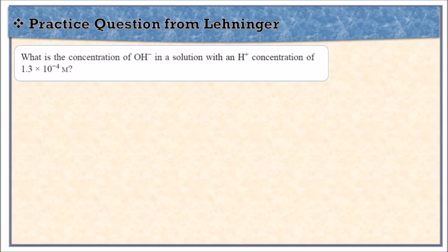Moving forward, this is another example from Lenin's book. What is the concentration of OH negative in a solution with an H plus concentration of this? So H plus concentration is given. You have to find out OH negative concentration by using the same method as we discussed in the previous example. So try to solve this by yourself.